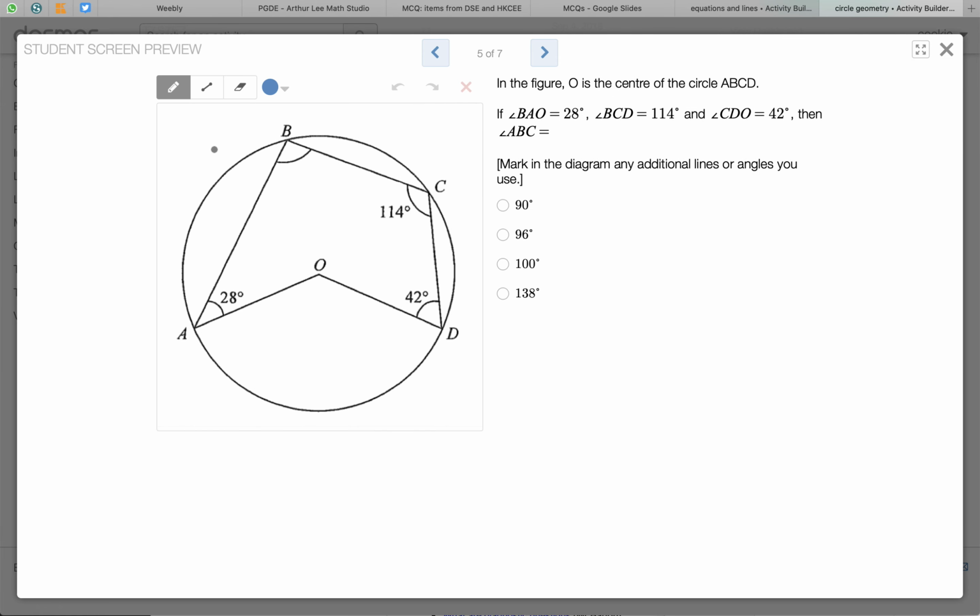And this one is directly captured from the multiple choice questions in the past paper. So I don't have to really draw all the figures on my own, but I can make use of an existing question and ask the student to answer it.